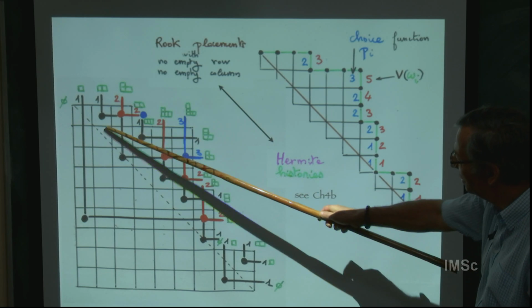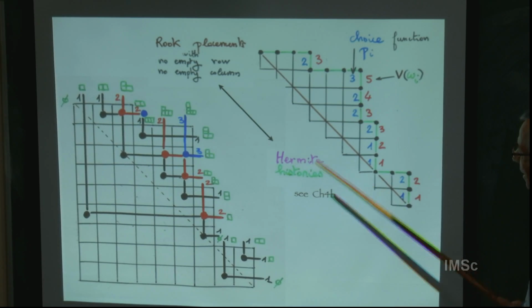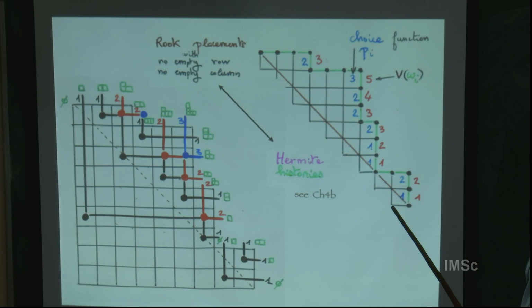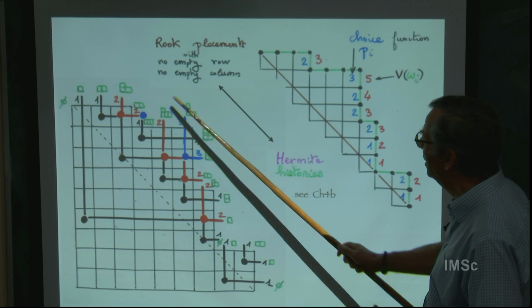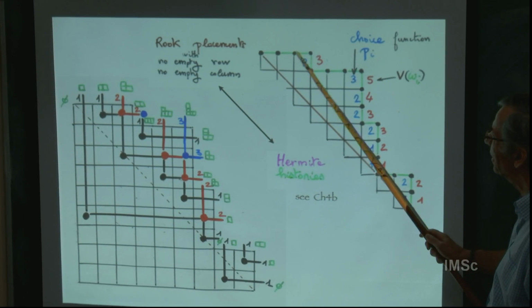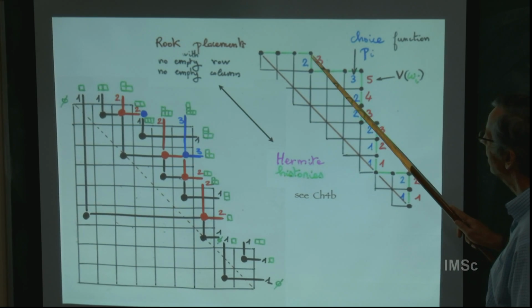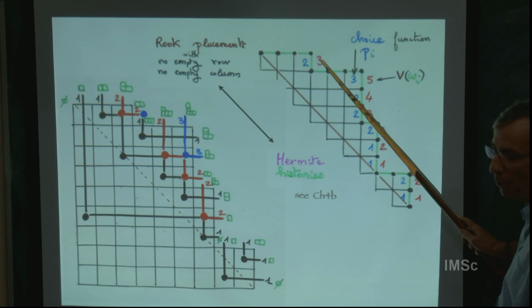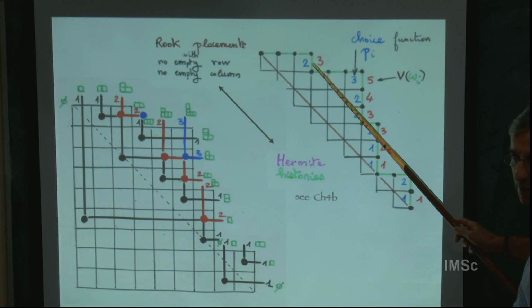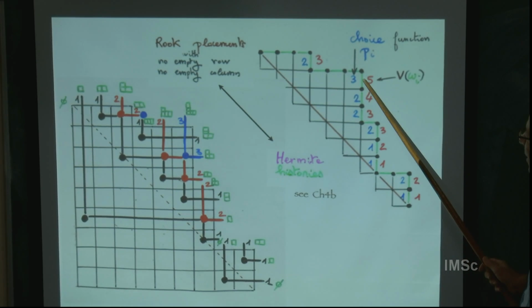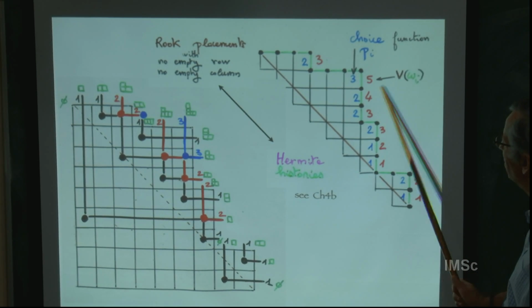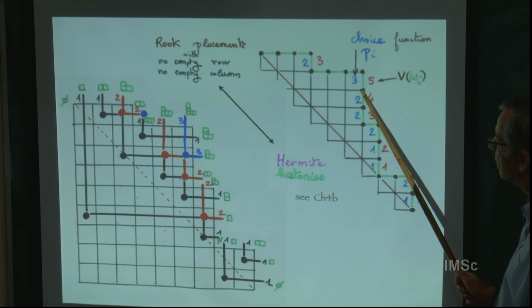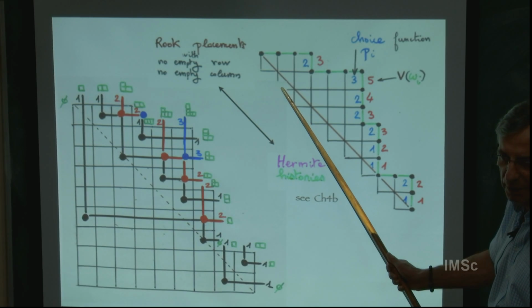So now, if I look carefully at rook placements, they're in bijection with Hermite histories. This is very easy to see. Because look, here I am going to put some numbers. Here I have put in red the number of cells in this row. There are 3 cells, including the cell in the diagonal. Here there are 5 cells. Here there are 4 cells. So each time I am putting the number of cells which are between the vertical edge of the green path and the diagonal, including the cell of the diagonal.